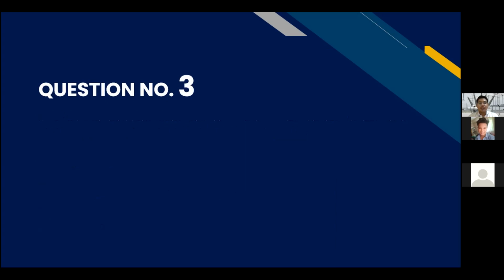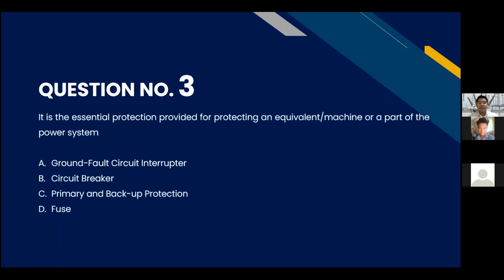For question number 3, it is the essential protection provided for protecting an equipment or machine or a part of the power system. For A, ground fault circuit interrupter. For B, circuit breaker. For C, primary and backup protection. And for letter D, fuse.